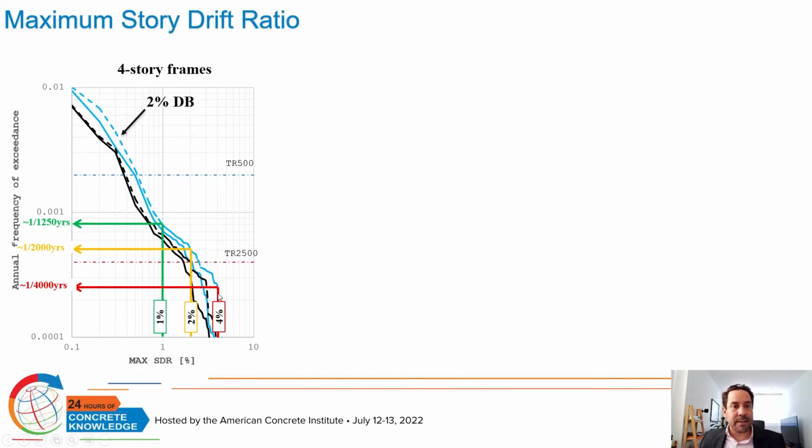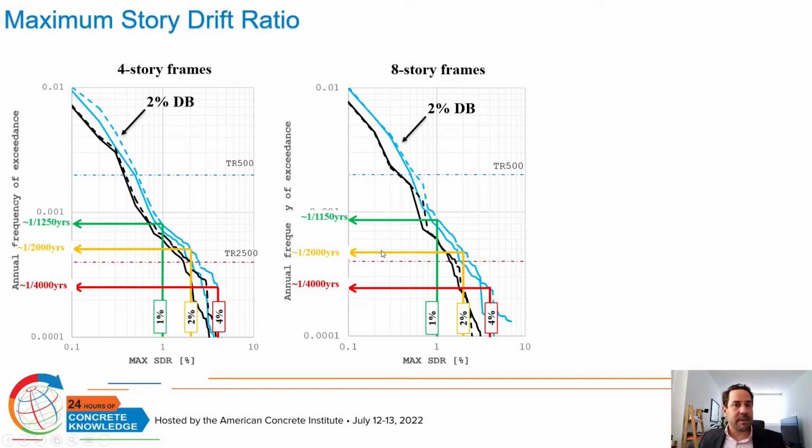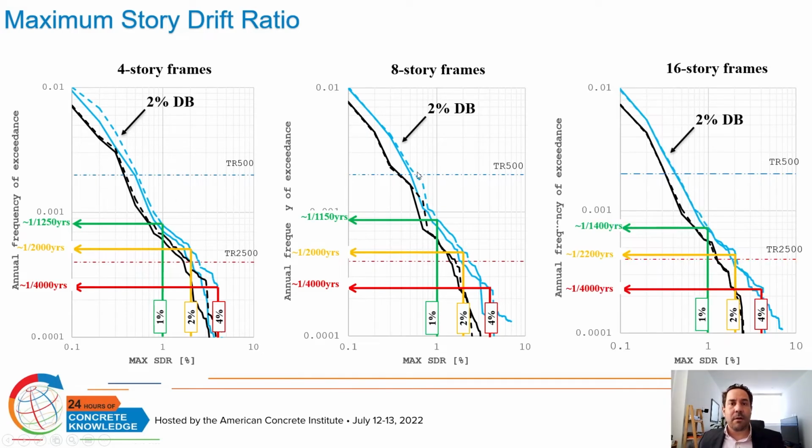For this particular example, we see that the building with the higher risk is that of the deep beam building with a 2% drift ratio limit, and the return period of the drift ratio that is close to that of collapse is about 4,000 years. A similar trend can be seen for the 8 and 16-story buildings.